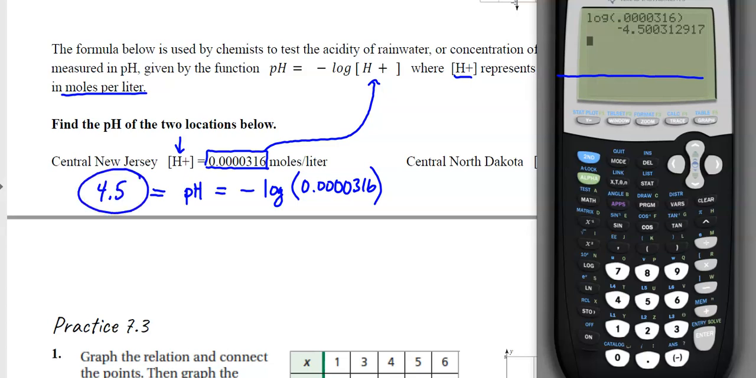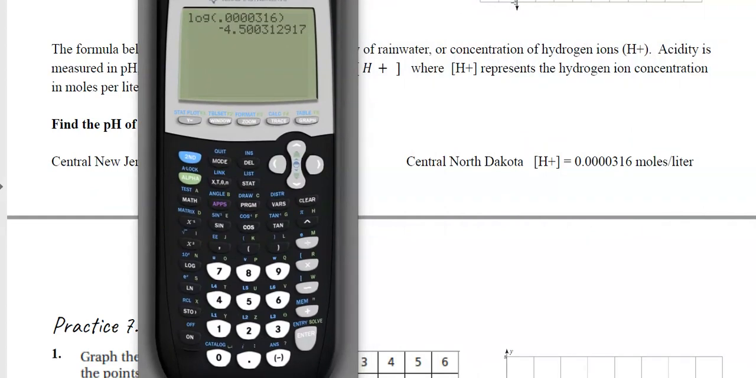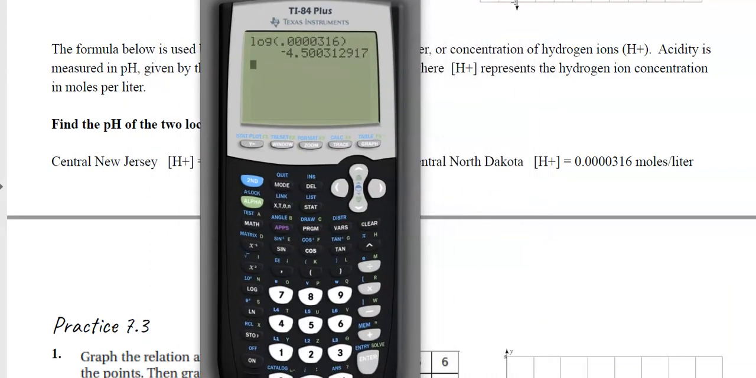All right, that's a pretty low pH. That's really low. That's pretty acidic, actually. Maybe in a second I'll pull up a little scale so you can see alkaline and acidic. But that's 4.5. If you go into central North Dakota, let's slide our calculator over here so we can see. If I go to central North Dakota, it turned out to be, and that looks like the exact same number.